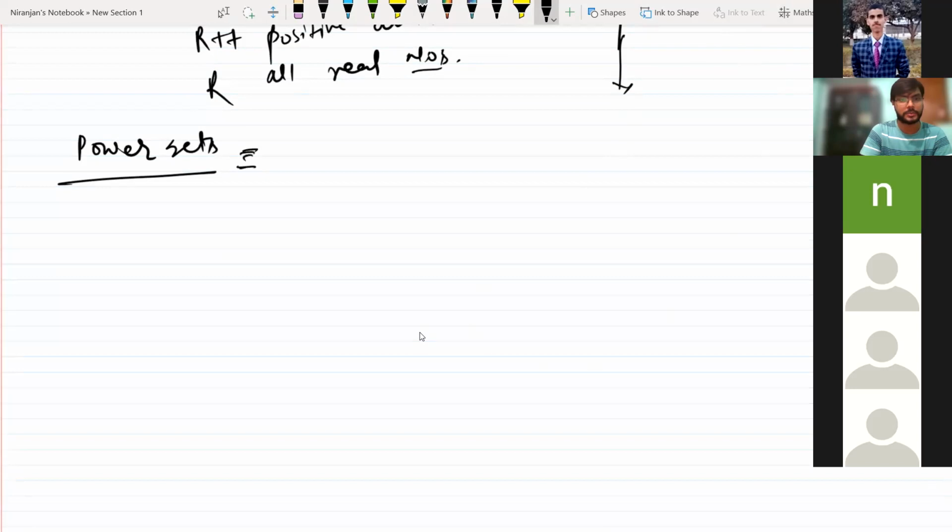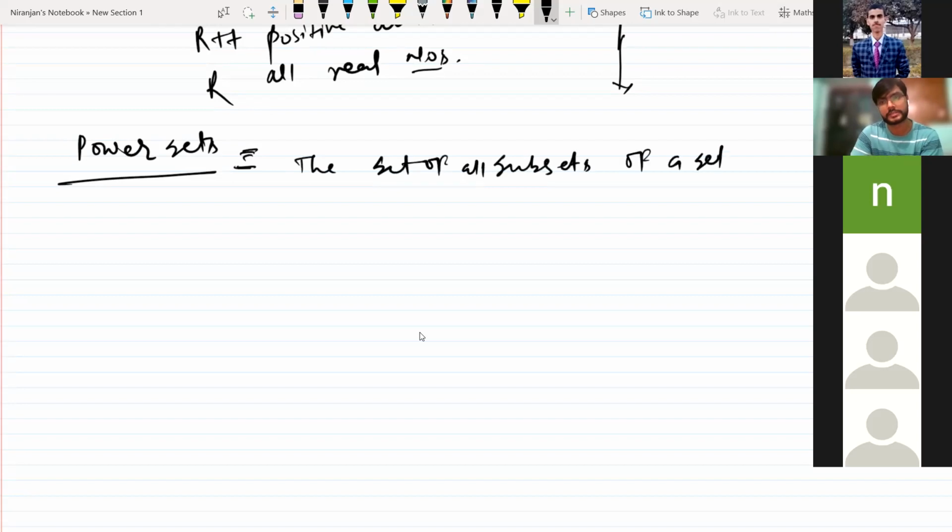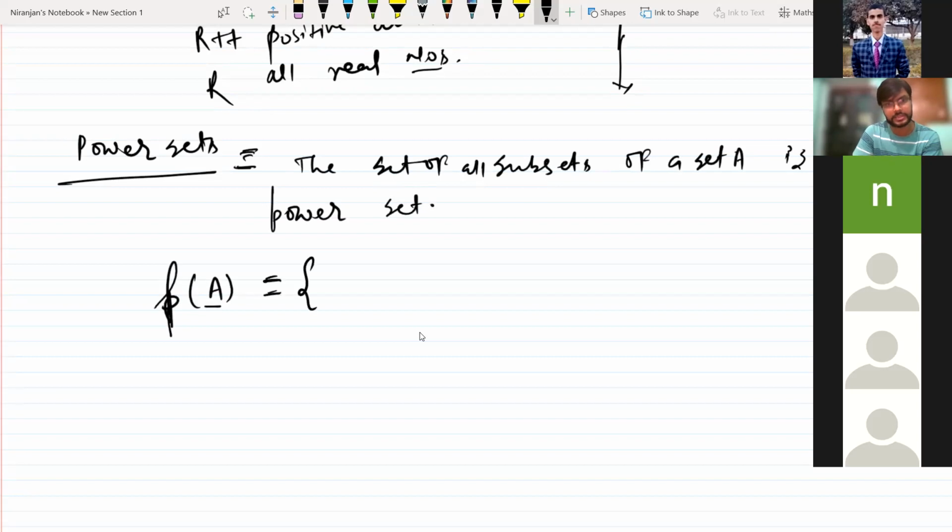So power set. Let's talk about that. The set of all subsets of a set A is called the power set. We denote the power set as P of the set name, the set of all subsets. I just said that the empty set is a subset of every set, and whatever subsets you get, including this one, that would be the power set.